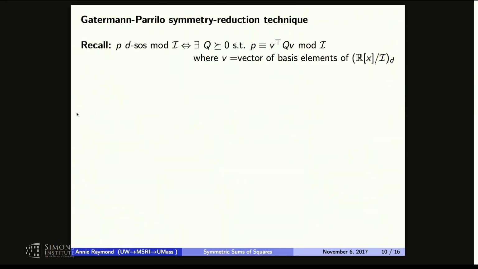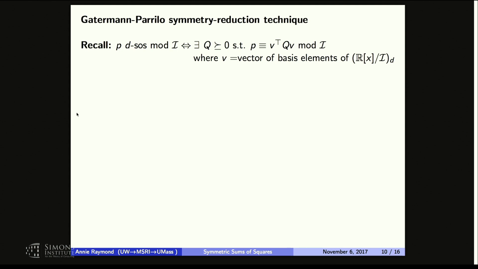Okay, so what did we say? Sum of squares modulo ideal. I have a polynomial, and it is a sum of squares of degree d modulo an ideal if and only if there exists a PSD matrix Q such that P can be written as V transpose QV modulo my ideal, so plus some H that lives in my ideal, where V is a vector of basis elements, the elements of degree at most d in my quotient ring.